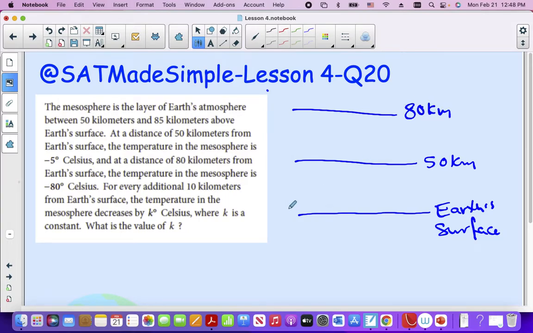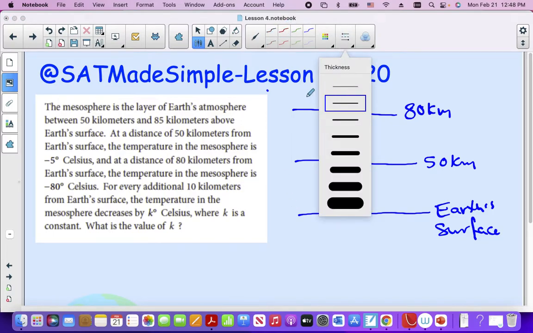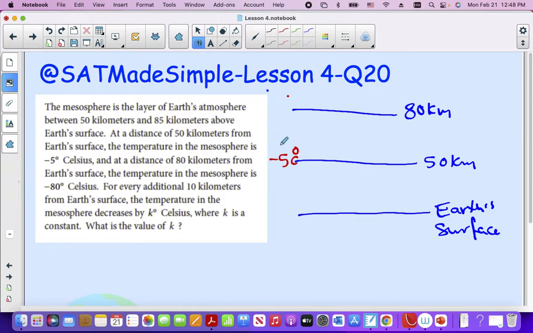And it says the temperature at 50 is minus 5 Celsius and at 80 is minus 80. And he wants to know, for every additional 10 kilometers from Earth's surface, the temperature decreases by K Celsius, and we need to know the value of K. So really, I'm looking to find a rate. So make two ordered pairs: 50 comma minus 5, and the other ordered pair 80 comma minus 80.